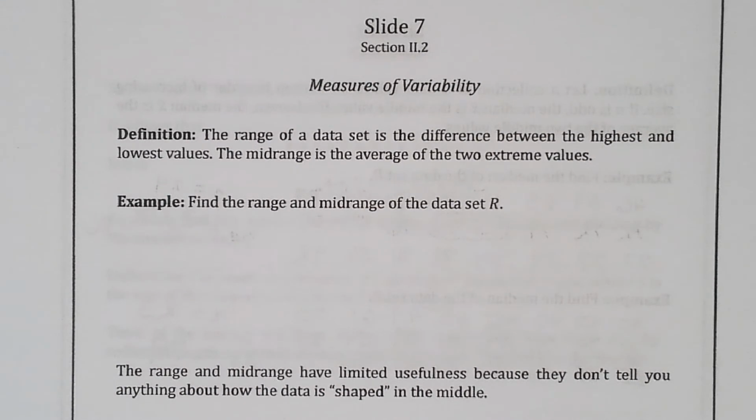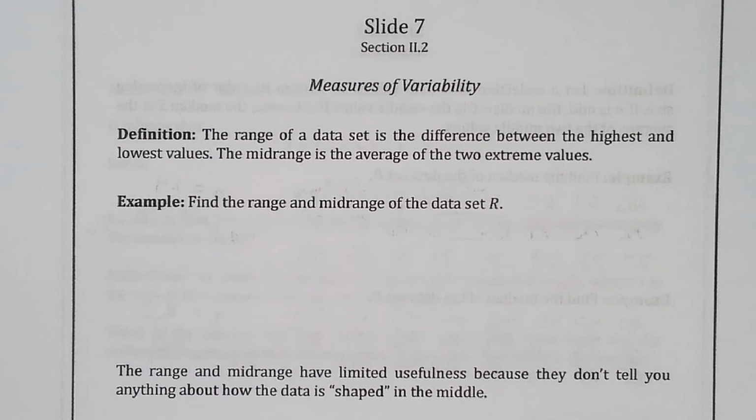Okay, so the first attempt we might make at measuring the variability of data is to just use the range. The range is the difference between the highest and lowest values. It just tells you, without really saying anything about the shape of the data, how spread out it is. Like, what's the highest score, what's the lowest score, and what's the difference? The mid-range is the average of the two extreme values.